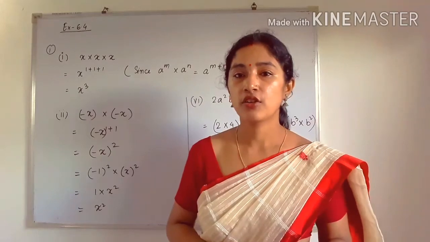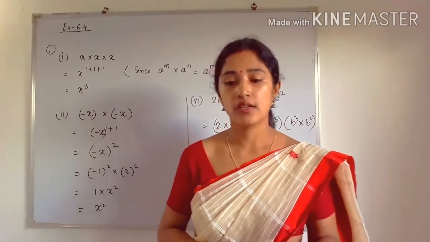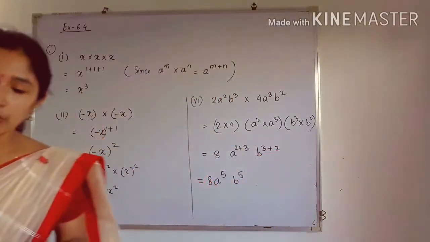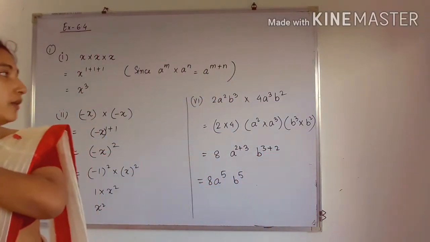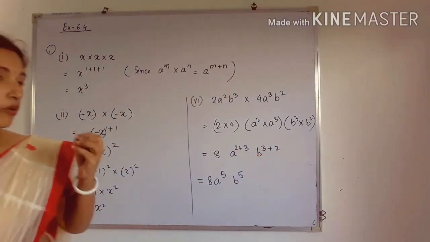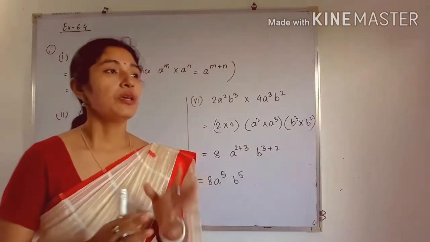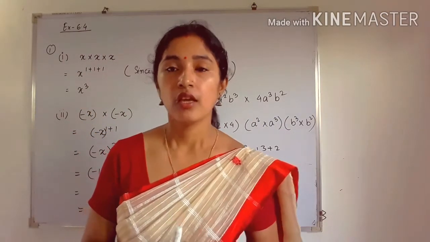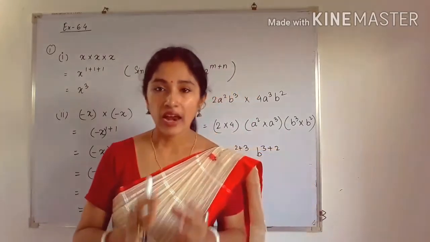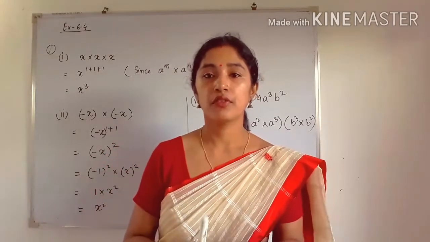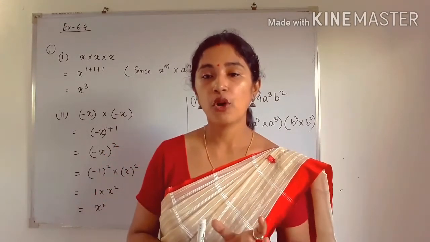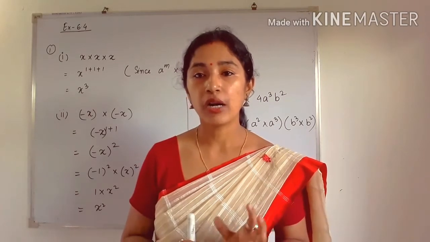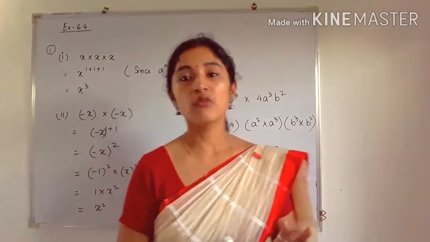That is multiplication of polynomials, and I'm going to discuss exercise 6.4. So before starting the topic, let me tell you something: whenever we multiply two or more polynomials, what we have to see is the like terms first. Suppose in two polynomials x square and x square are present respectively, then if we multiply both expressions, what will happen?